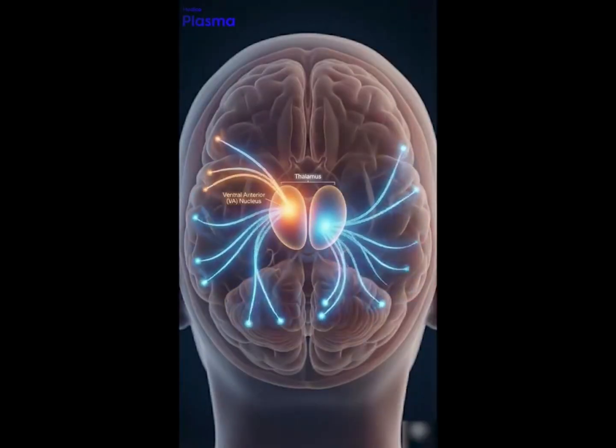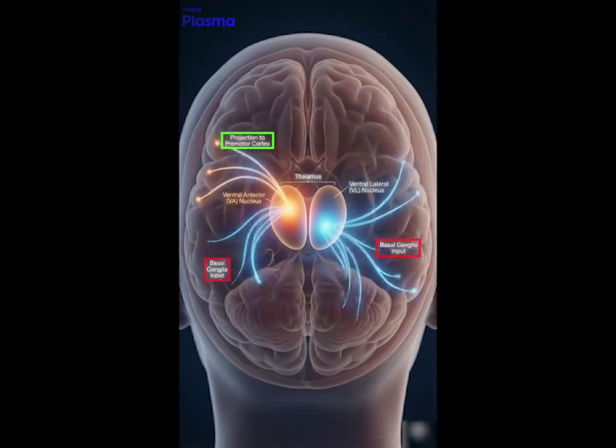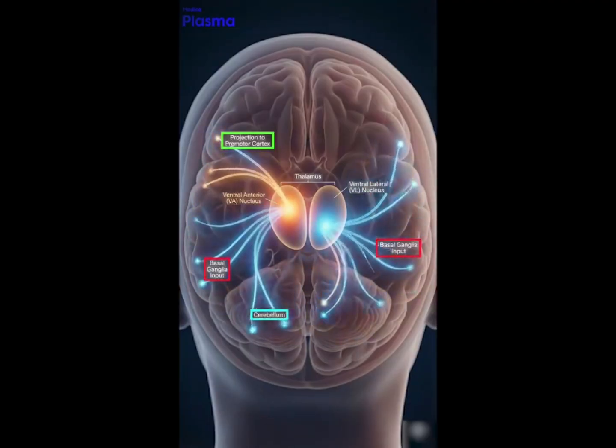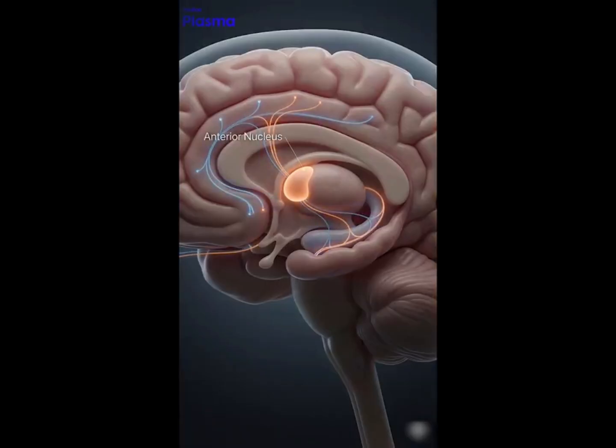The ventral anterior and ventral lateral nuclei are linked to motor control, relaying information from the basal ganglia and cerebellum to the motor cortex. The ventral posterior lateral (VPL) nucleus relays somatic sensation from the body, while the ventral posterior medial (VPM) nucleus relays sensation and taste from the face. The anterior nucleus connects with the limbic system and participates in emotion and memory.